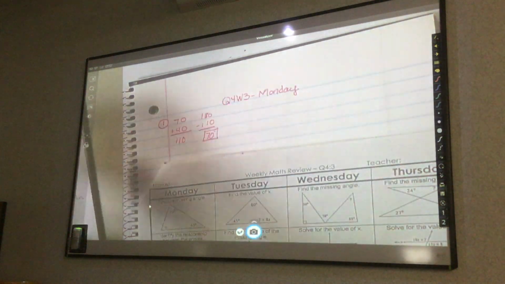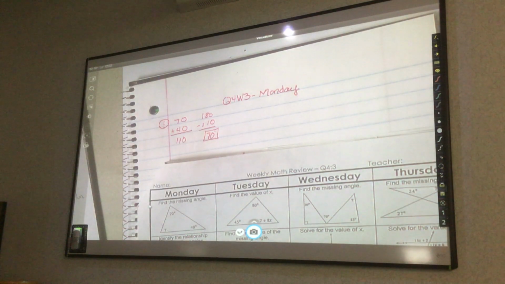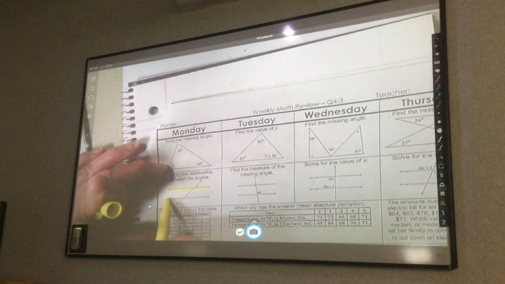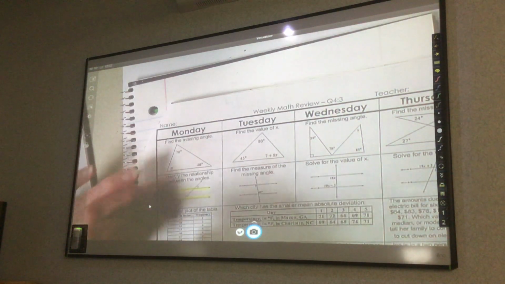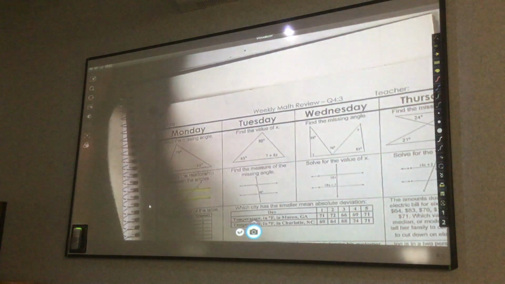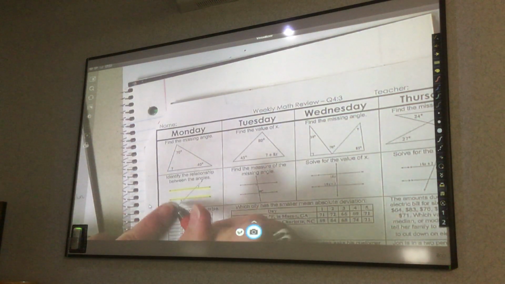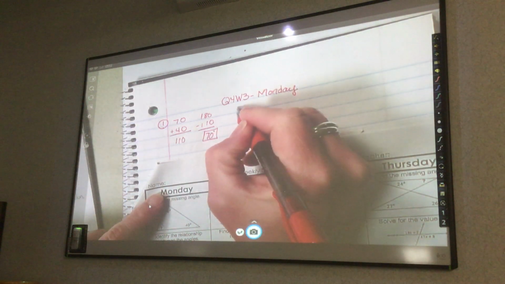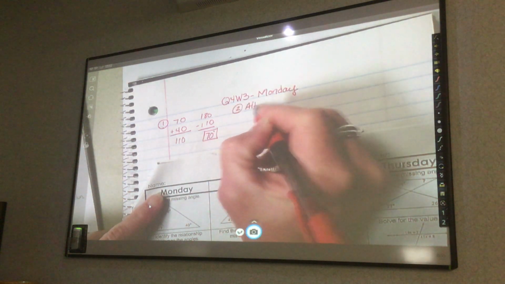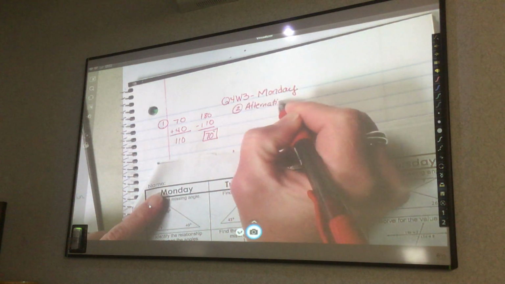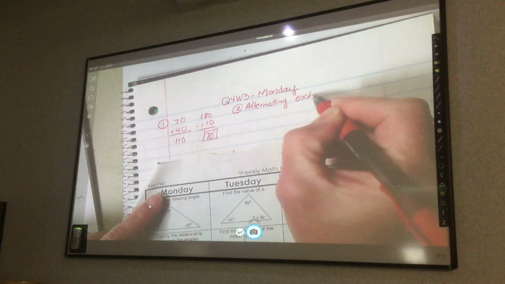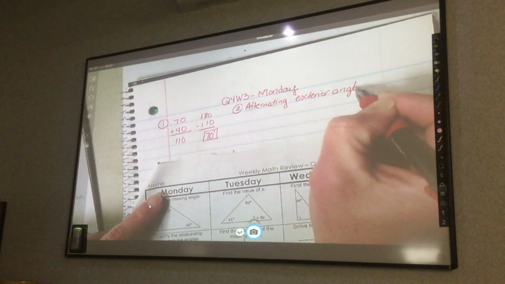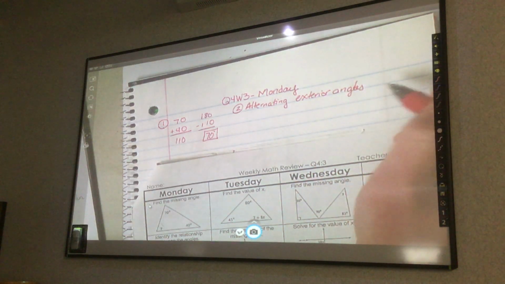Identify the relationship between the angles. When we identify the relationship of these, I always highlight my parallels. And then I decide where are my angles in that parallel. Are they interior or exterior? They're exterior, and are they on the same side or opposite sides? So you need to say that they are alternating exterior angles.